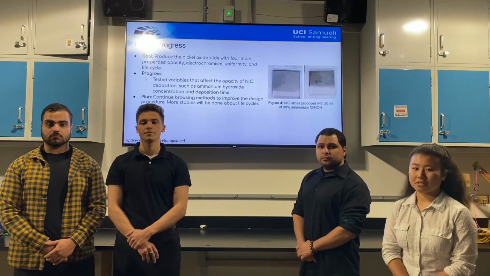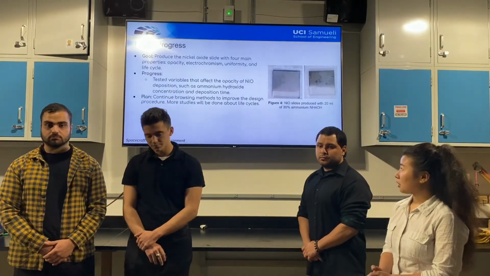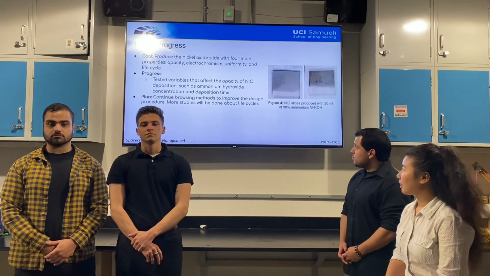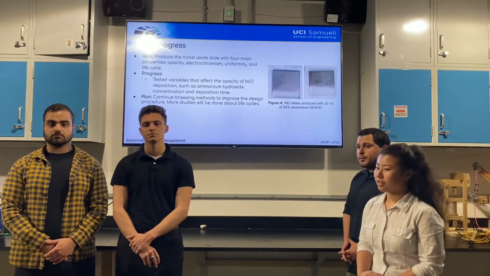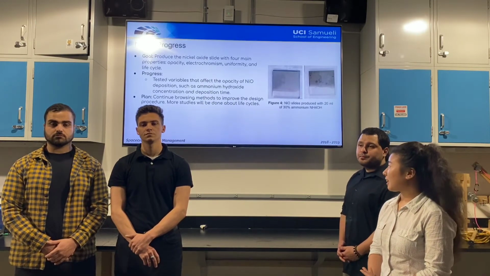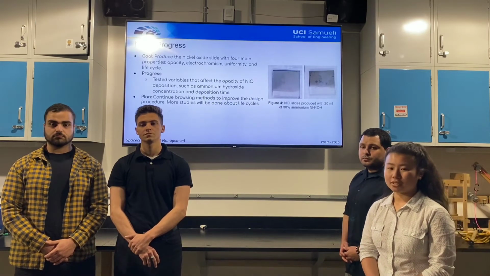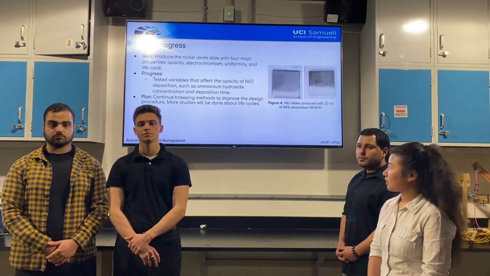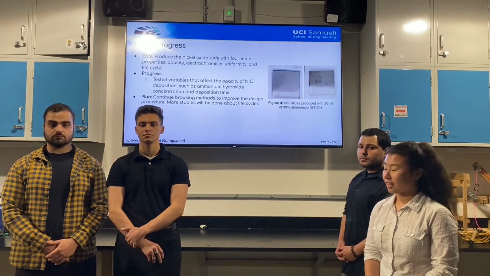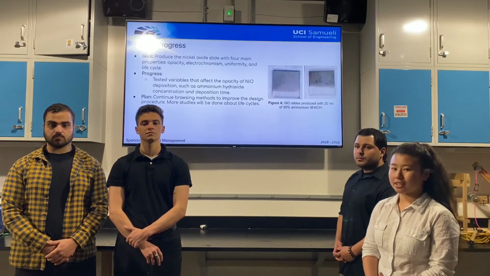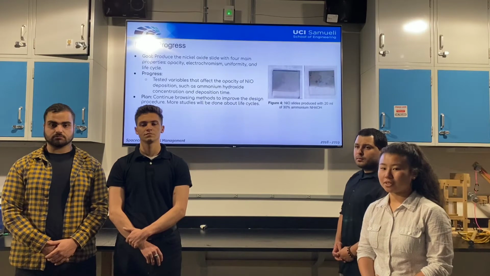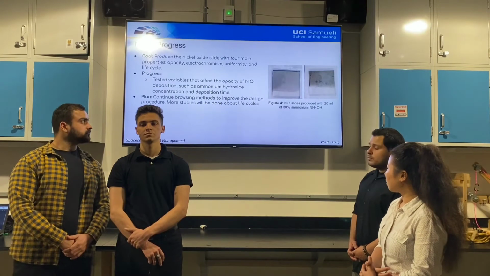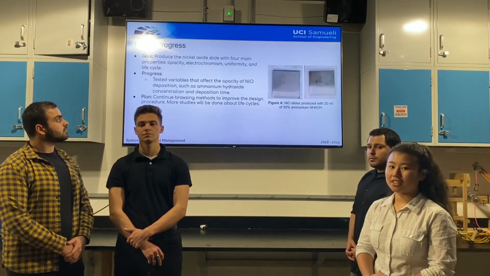Now moving forward with the progress of each sub-team. For the nickel team, their goal is to produce nickel oxide films that have 4 main properties, and that is opacity, electrochromism, uniformity, and life cycle. Their progress for this quarter is that they've tested different variables that affect the opacity of the nickel films, such as ammonium hydroxide concentration and deposition time. For next quarter, they want to continue improving the design procedures and also test the life cycle of the films. As you can see in figure 4, these are the nickel slides that were produced with 20 milliliters of 30% ammonium hydroxide concentration.